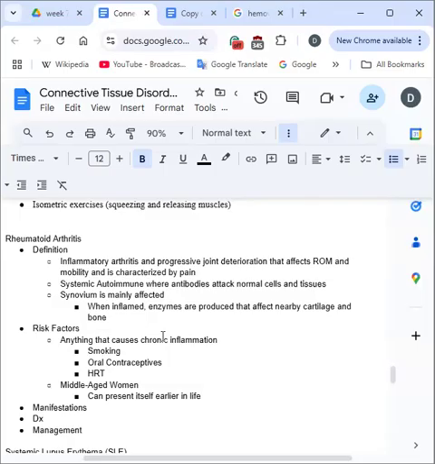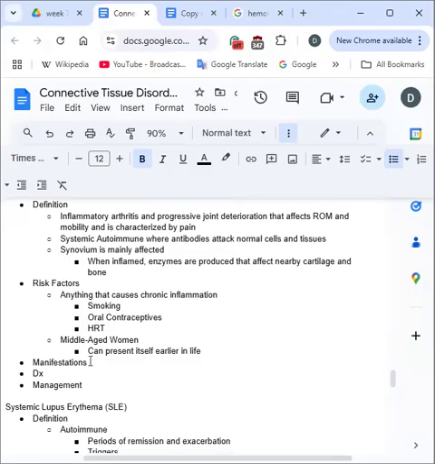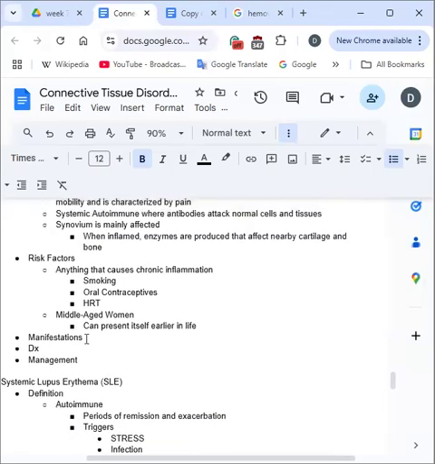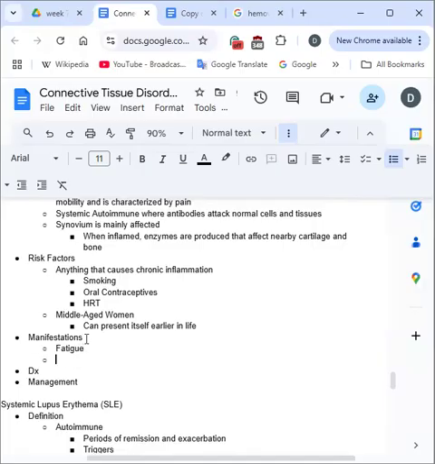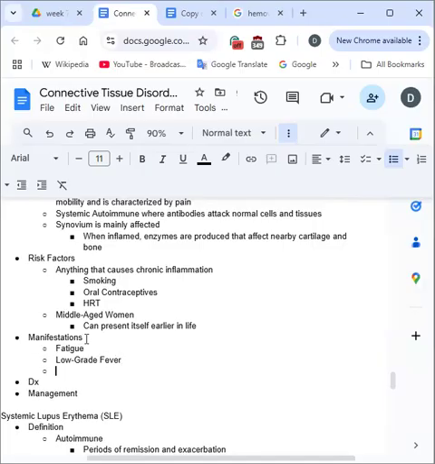Again, systemic autoimmune. We talked about how it's an inflammation of the synovial fluid. It's going to end up affecting your cartilage, your bone, with continuous inflammation. Some risk factors include things that cause chronic inflammation. We talked about some of that in the chart. So this person can have fatigue, since it's an autoimmune type thing, and they can have low grade fever.